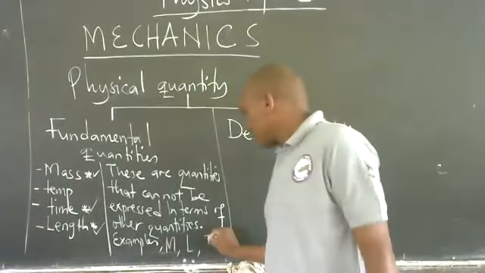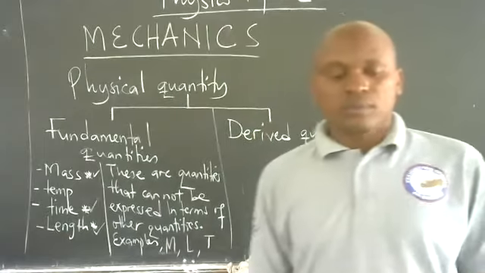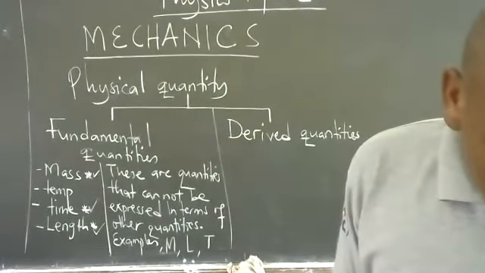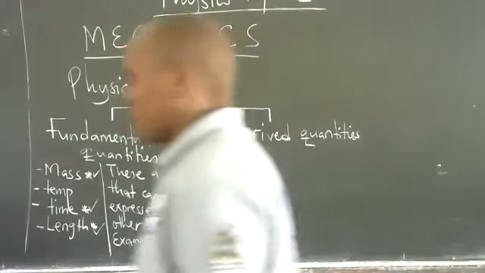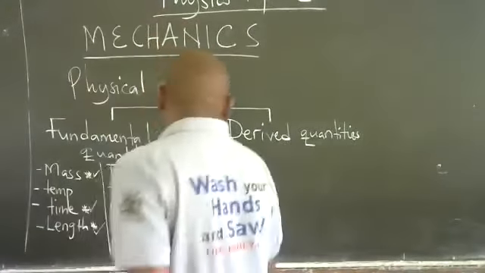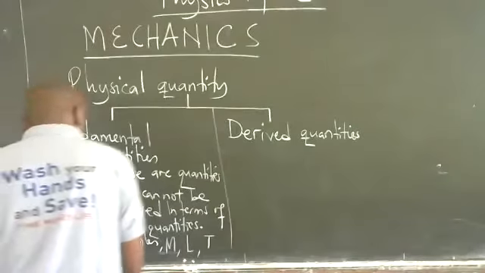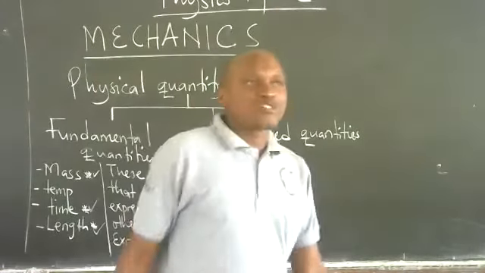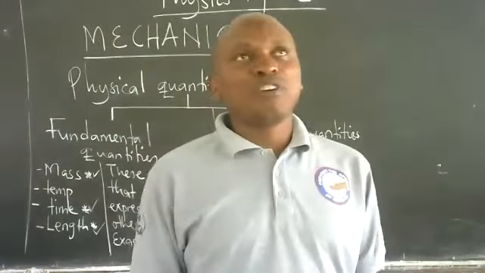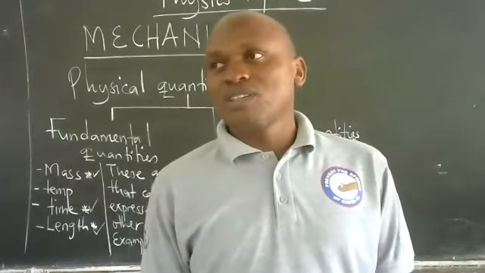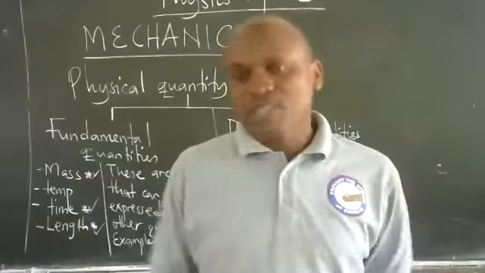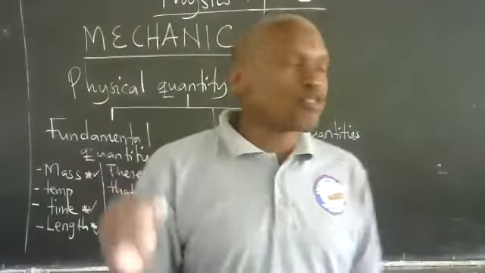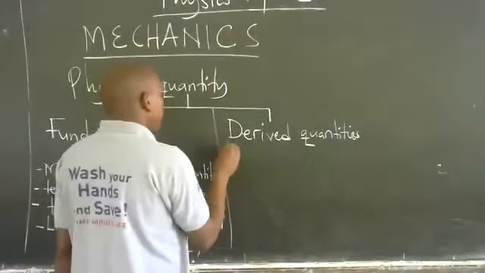Derived quantities are quantities that can be expressed in terms of other physical quantities. Actually, that is very true, but we don't express them in terms of any other. We express them in terms of the fundamental. They are specific.